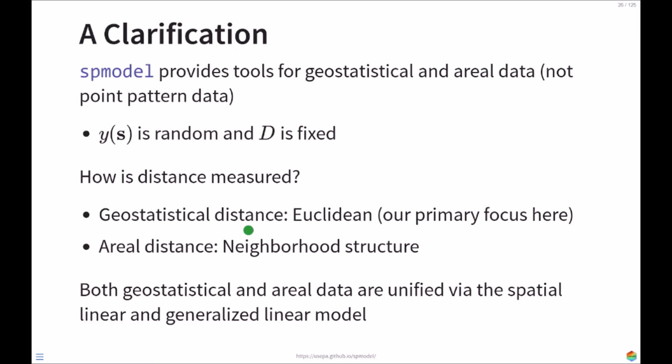With geostatistical data, we measure distance by Euclidean distance. This will be the primary focus of the talk today. We measure areal distance with a neighborhood structure. So going back to the county example, we may know that counties are neighbors if they share a border, but it may not make sense to use Euclidean or straight line distance for a neighborhood structure. And so that's one of the main differences in the way we handle those types of distances. But fortunately, the tools that we have for modeling are applicable to both these types of data, and they're both unified via the spatial linear model and the spatial generalized linear model.